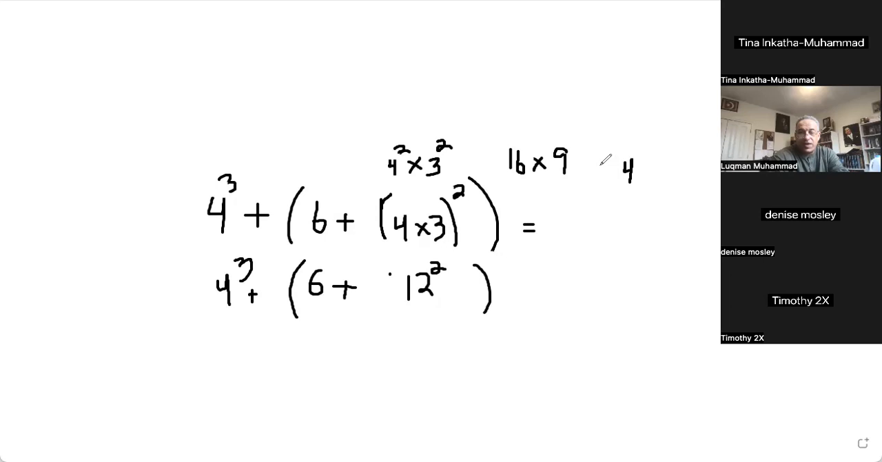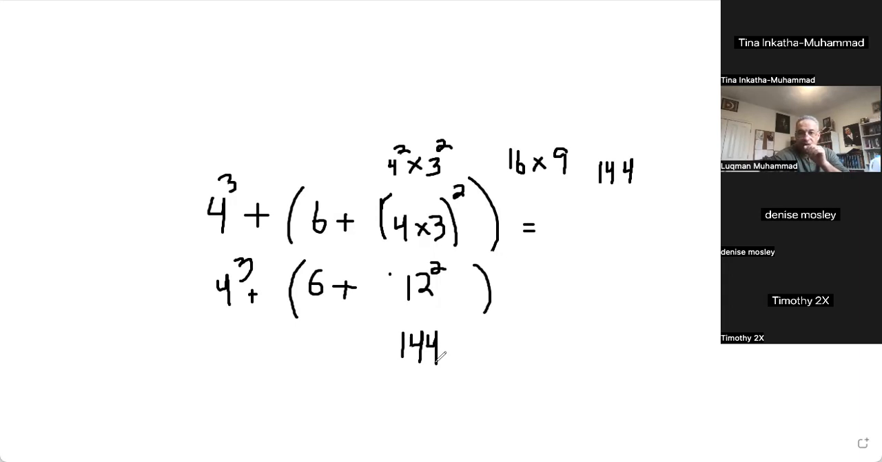If 6 times 9 is 54, then you carry a 5. 144. Okay, so now, if you notice 144, oh wait, no, I take that back. There's a rule in multiplication where multiplication is commutative. So here's one of those rules. So what's 12 squared? 144. Yeah.